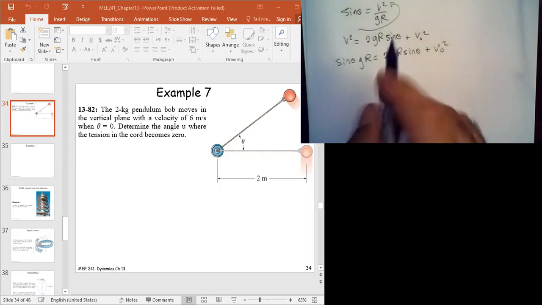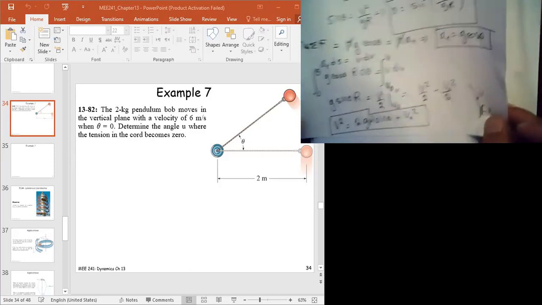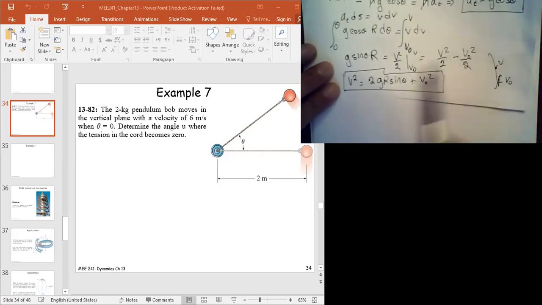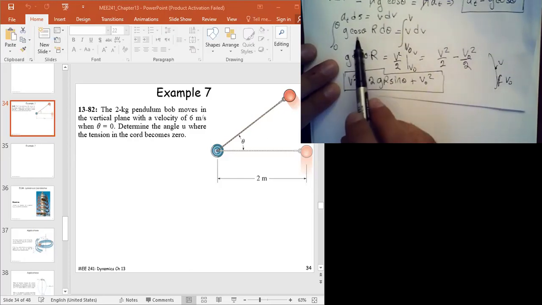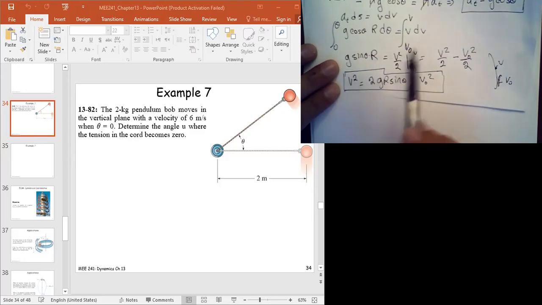I think this has to be minus actually, right? When we integrated this from 0 to g, when we integrate g cosine theta, it will be g sine theta, right? It should say positive. Yeah, it's correct, Mark.